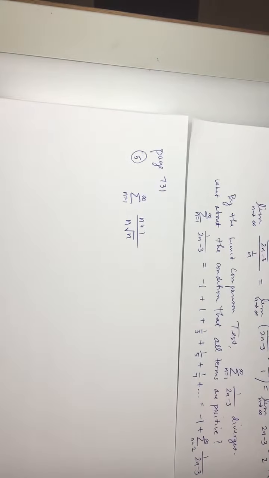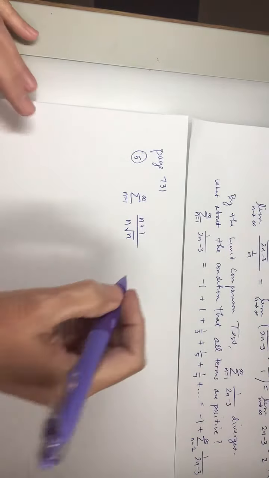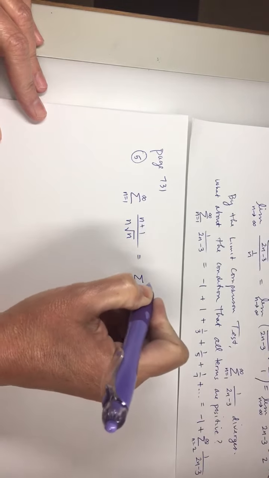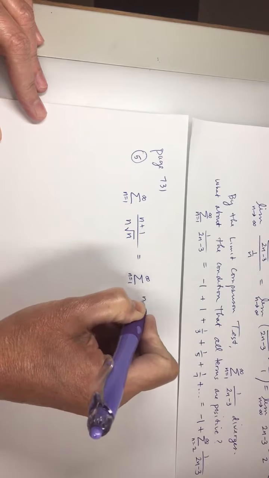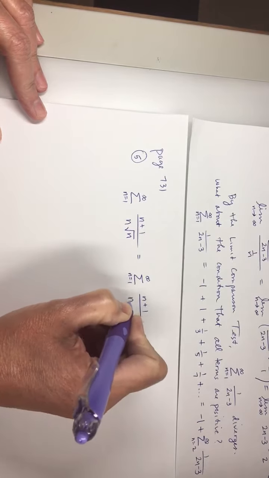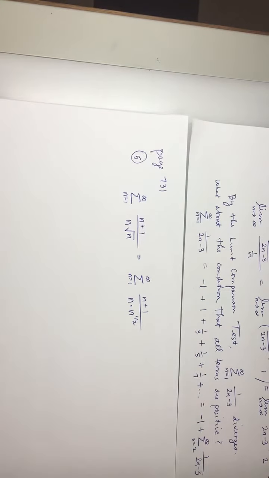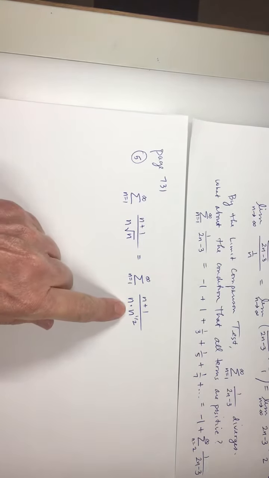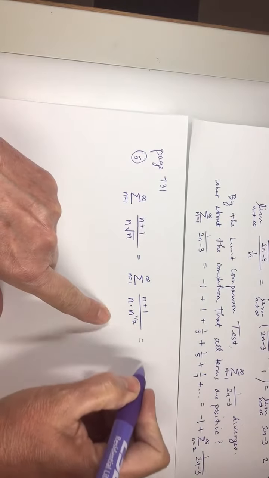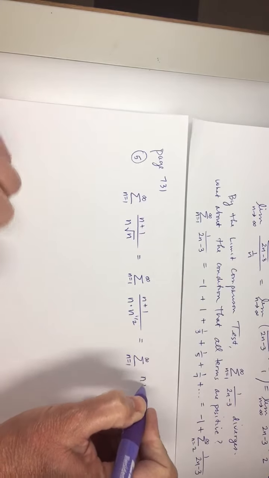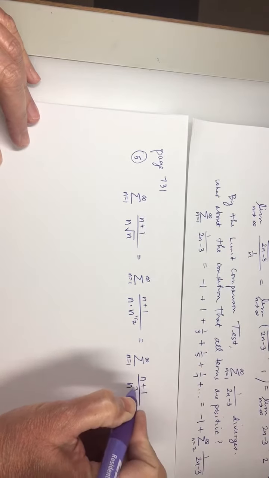For this problem, I want to rewrite the denominator and say this is the sum as n goes from 1 to infinity of n plus 1 over n times n to the 1/2. So in the denominator, I'm going to use the rules for exponents and write this as n to what power? 3/2. So n goes from 1 to infinity of n plus 1 over n to the 3/2.